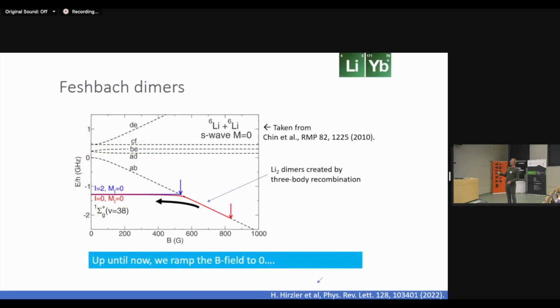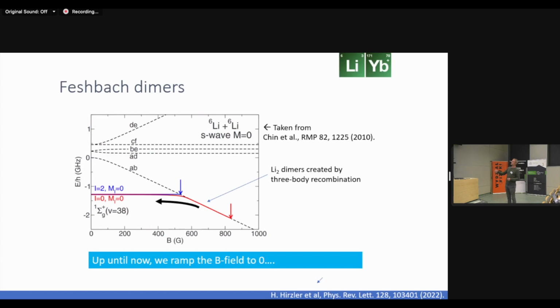You have to realize that the experiment we do is by ramping the B field to 0. So this is what the spectrum of 2 lithium atoms looks like. So we are somewhere here when we evaporate the atoms. So they form dimers in this state here. And then we ramp down and we go into this singlet molecular state with a vibrational quantum number of 38. And the dimer is like 1 nanometer large.